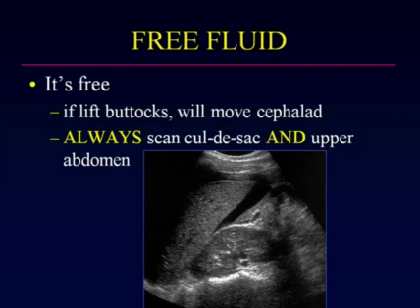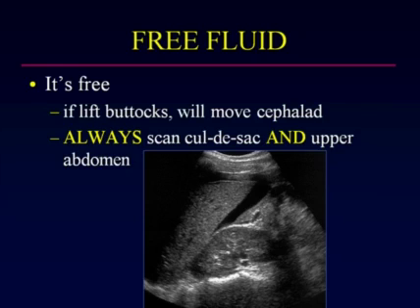A couple of things to remember about this fluid is, number one, it is free. So when the patient walks into the ultrasound suite, the fluid is likely going to be in the cul-de-sac, because that is the most dependent portion of the pelvis. But once the patient lies down on the examining table and lifts their buttocks in order to get into the stirrups of the GYN table, or sometimes because you put a few towels underneath to help you visualize the pelvis better, the cul-de-sac will no longer be the most dependent portion of the pelvis, and that fluid will move down into the upper abdomen around the liver.